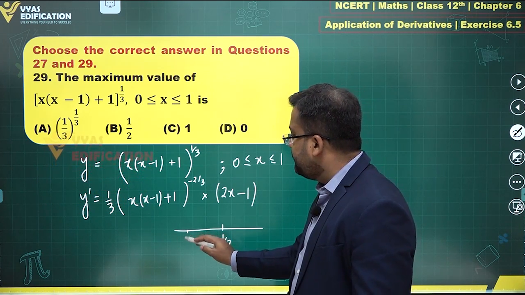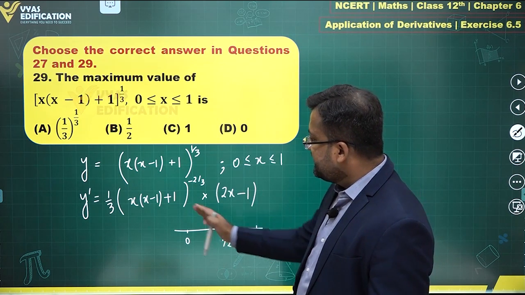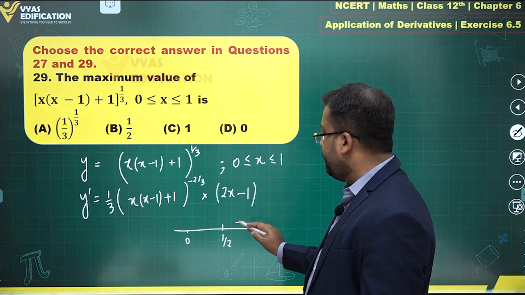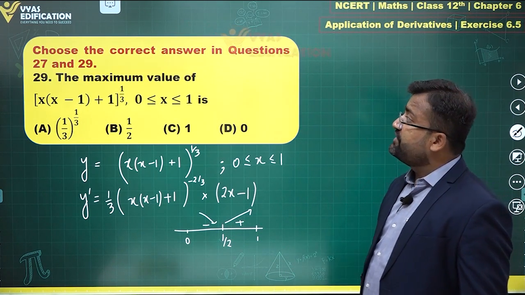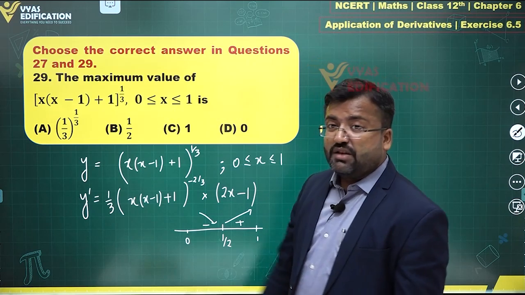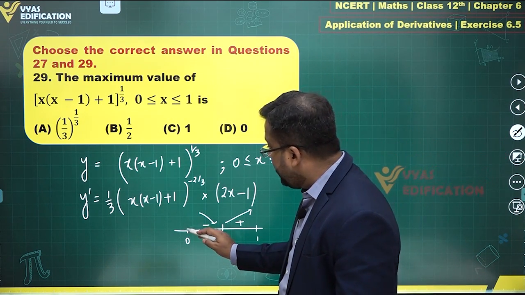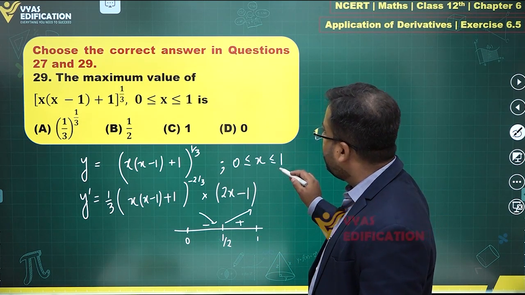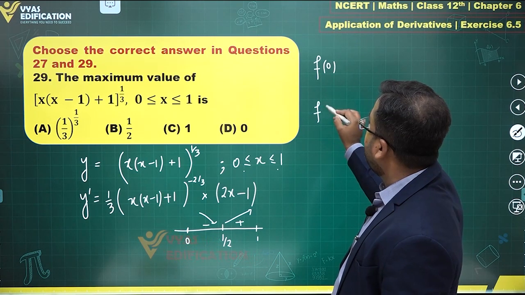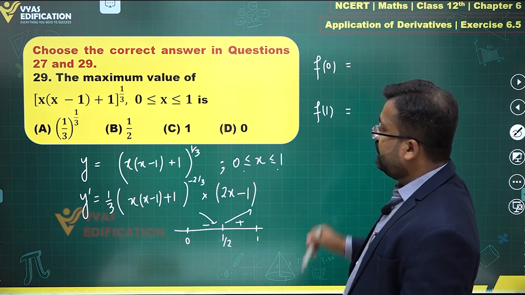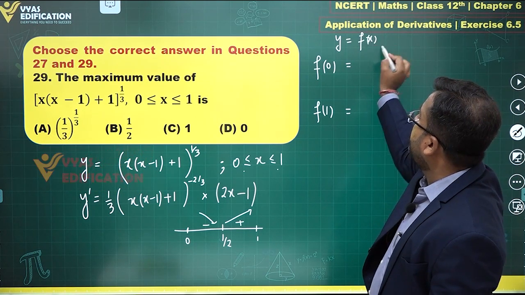Okay, 0 and 1 are the two extremes. And beyond this, since this is a positive quantity, this is negative, this is positive, it is a decreasing and increasing function. Now, what are we interested in? The maximum value. So at 1 by 2 we will get a minimum value. The maximum value will be at this extreme or this extreme. We will observe that 1 is also included, 0 is also included. Y is equal to f of x, and we are interested in f of 0, f of 1.